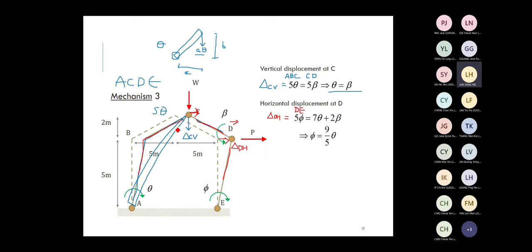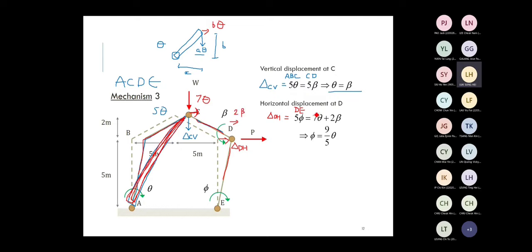Again, you treat ABC as one diagonal member. The horizontal displacement for a diagonal member is equal to the height of the diagonal member times the rotation at the plastic hinge. For this diagonal member, the height is equal to what? The height here is equal to 5 plus 2. That means 7. The height of ABC is equal to 7 meters. The height of member CD is equal to 2.